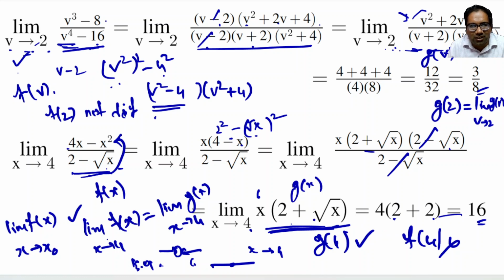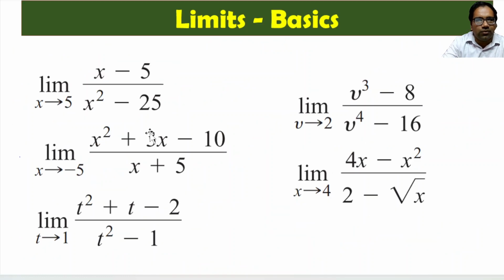So in this function, g of 4 is equal to limit x tends to 4 of g of x; the limit and the value of the function are the same. In this case, the value of the function and the limit are not the same, because the value of the function is not defined. Very basic problems. The goal is to identify some other related, identical function which can be defined at the point we are concerned with.